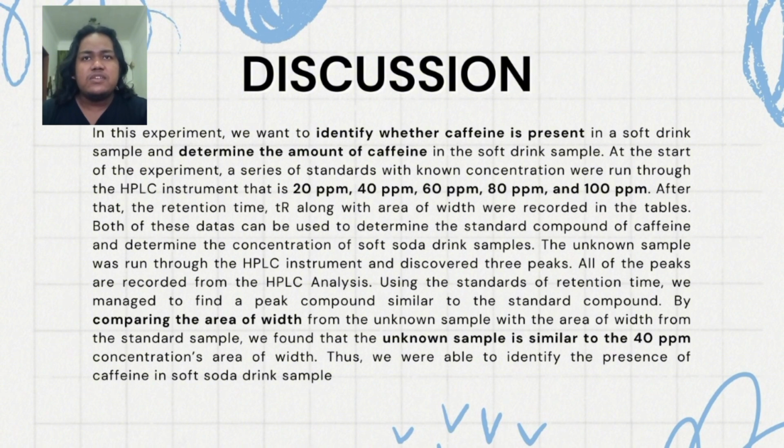Both of the data were used to determine the standard compound of caffeine, and we want to determine the concentration of the soft drink sample. The unknown sample was run through the HPLC instrument and discovered 3 peaks. All of the peaks are recorded from the HPLC analysis. By using the standard retention time we received earlier, we managed to find a peak compound similar to the standard compound. By comparing the peak area from the unknown sample with the peak area from the standard sample, we found that the unknown sample is similar to the 40 ppm concentration peak area. So we were able to identify the presence of caffeine in the soft drink sample.